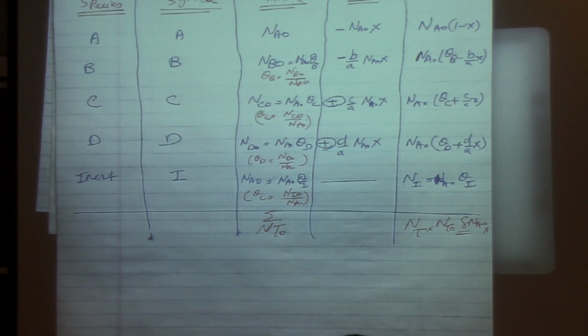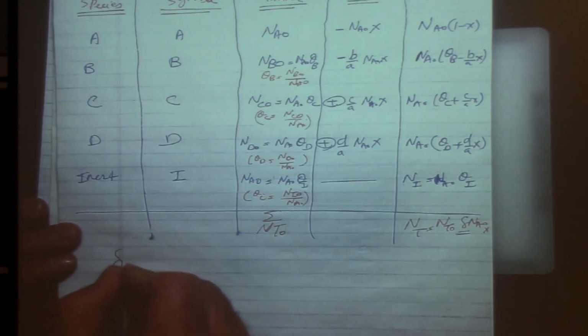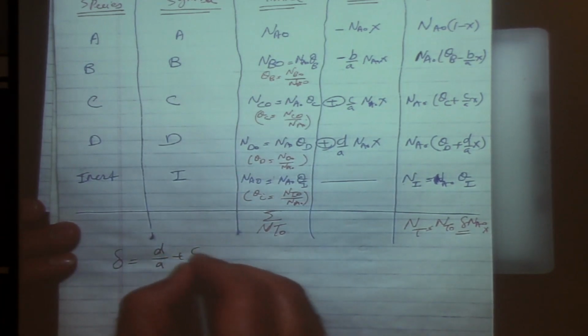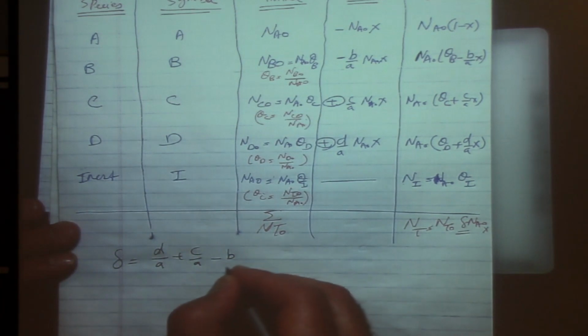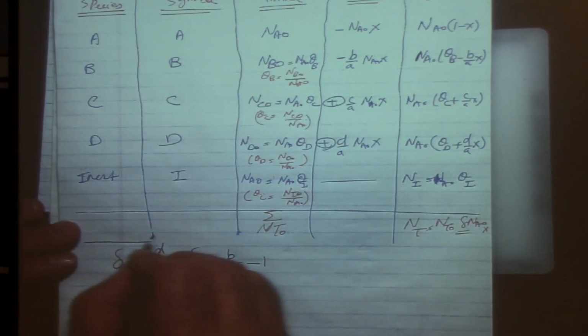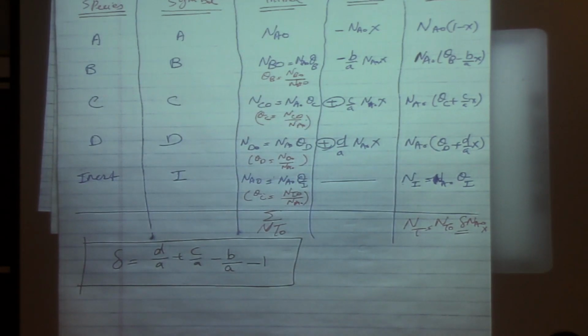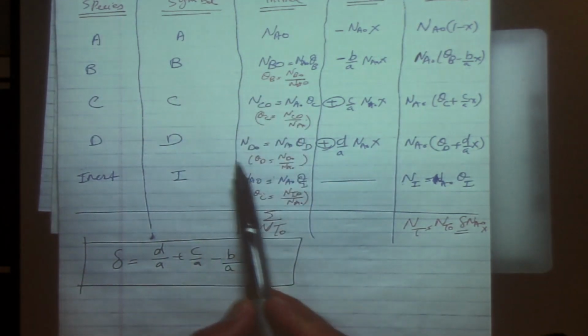So if you put it in a mathematical expression, delta is D over A plus C over A minus B over A minus 1. And again, I will write down the theta I. So and theta I and the different thetas, we see the definition over here.